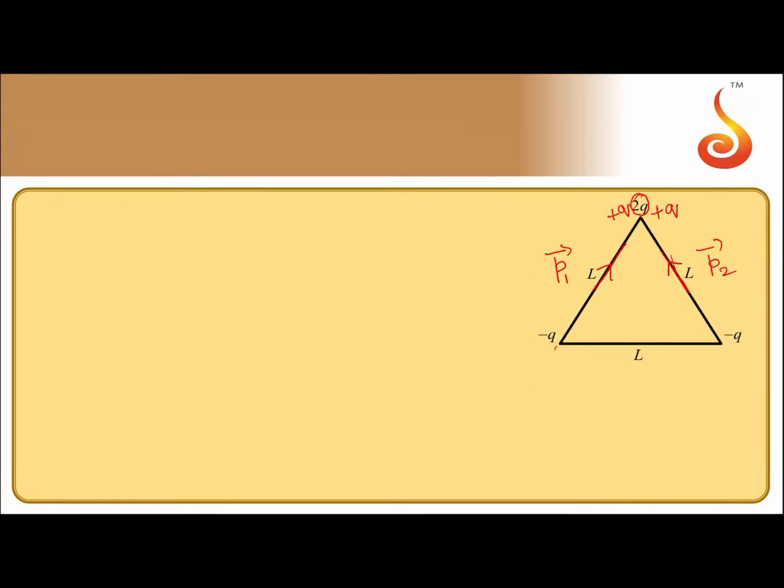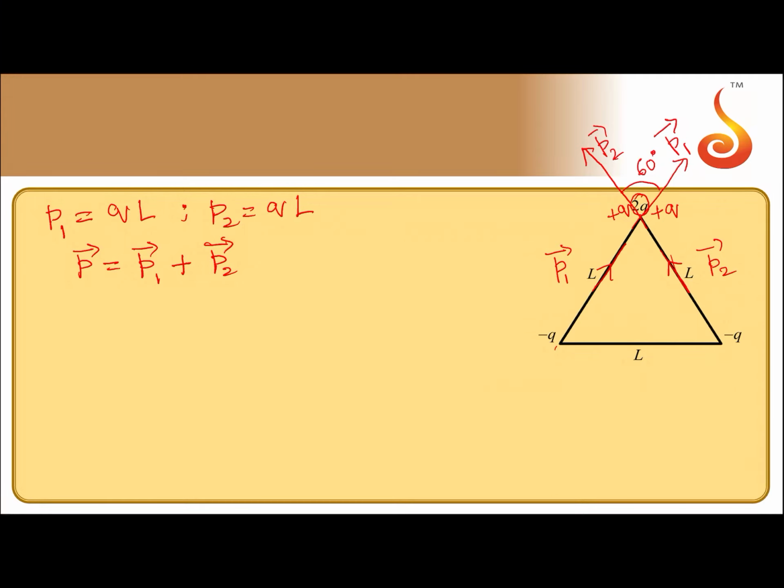So the net dipole moment is the vector sum of these two. One dipole moment P1 is this way, and this is P2. They are acting at 60 degrees. Now what is P1? We know that P1 is equal to Q into L. P2 is also equal to Q into L. So the net dipole moment P is equal to the vector sum of P1 and P2, right?